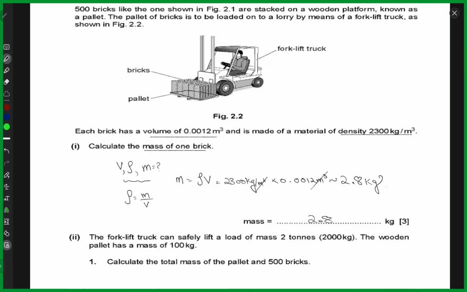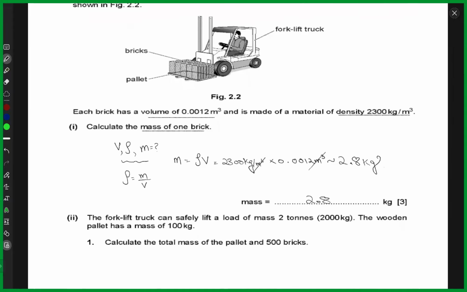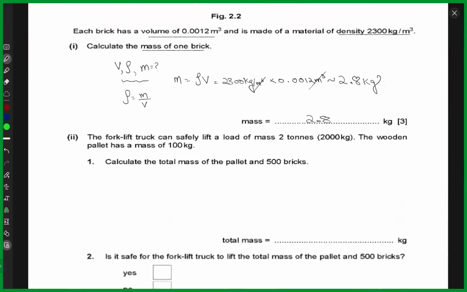So is that clear for everyone? It was pretty simple, right? Yes, clear. Okay, good. So now let's move on to the next part.